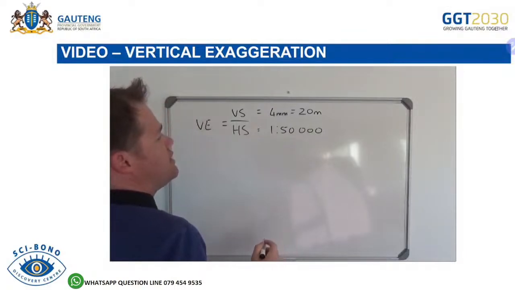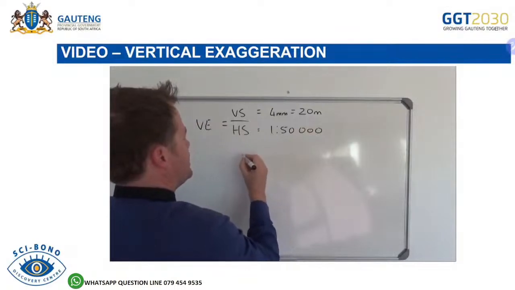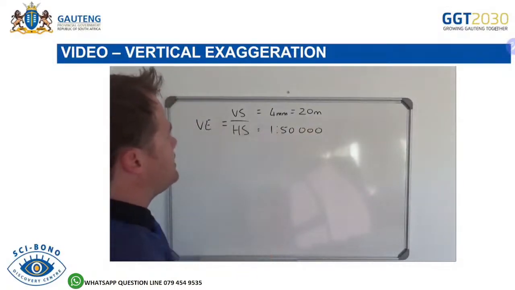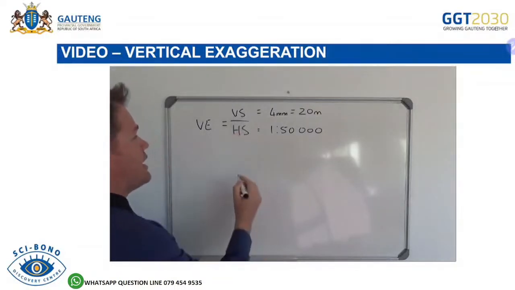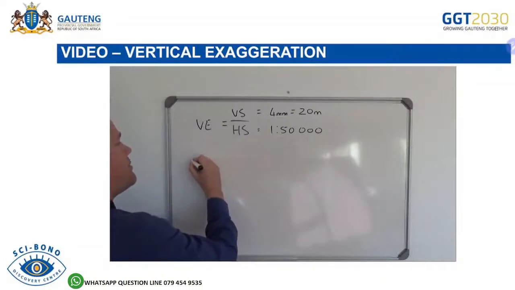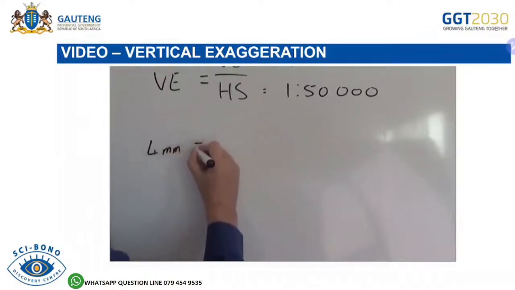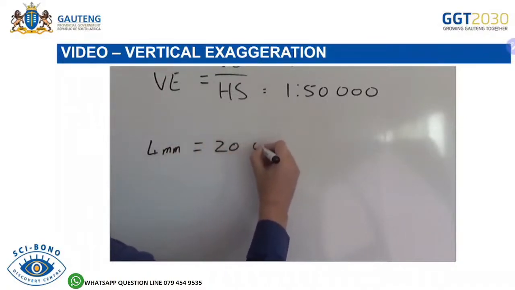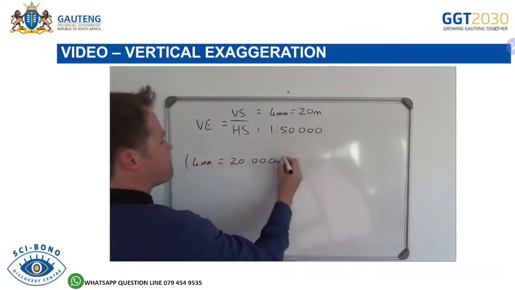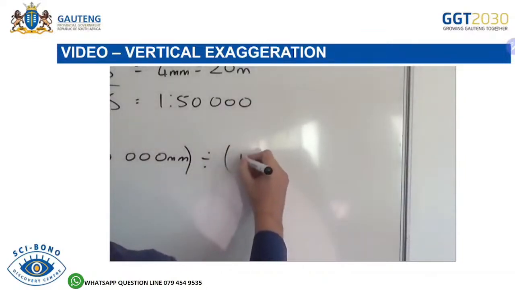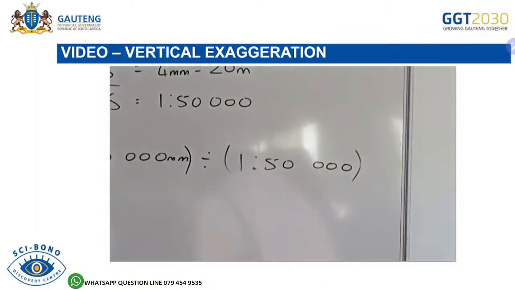Firstly, we need to convert meters to millimeters, so let's start. I'm going to write this slightly differently, because we are doing a division calculation here. We will say 4 millimeters equals 20,000 millimeters divided by 1 to 50,000. So we are working in millimeters here.